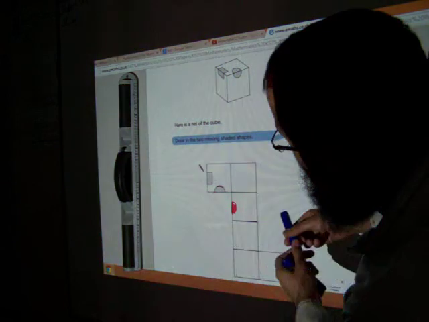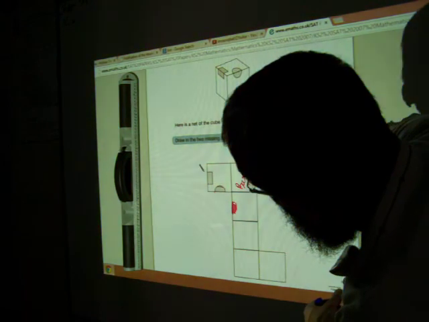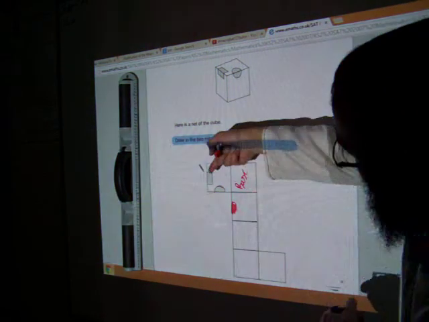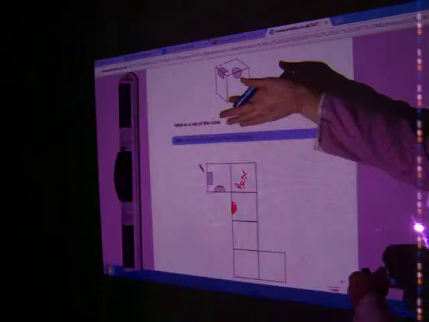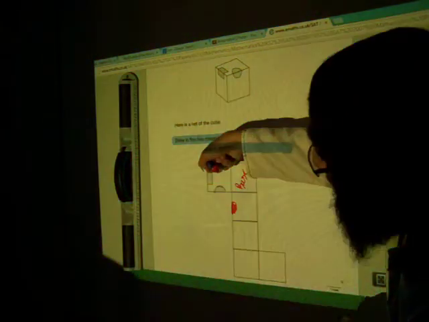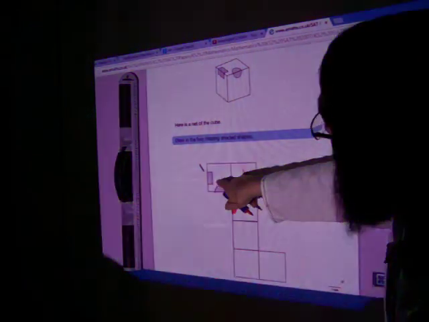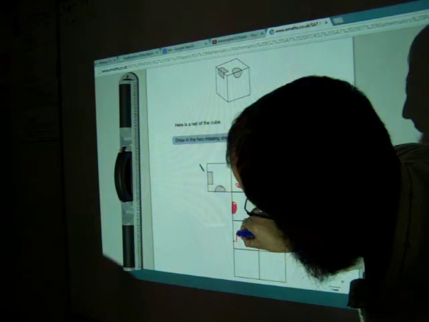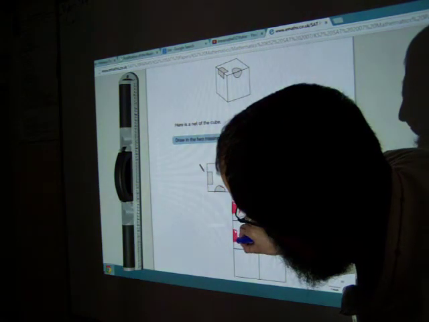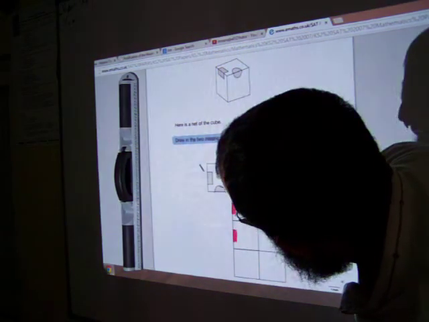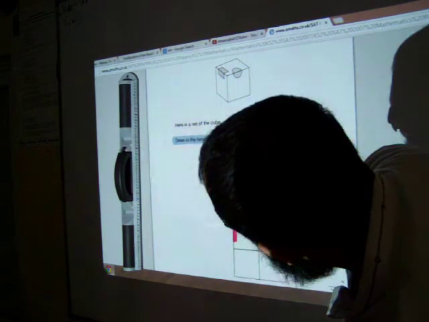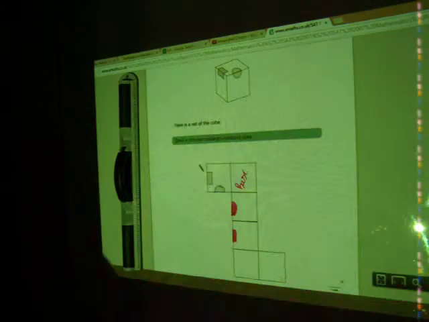Because if that's the base, and that folds up, they touch, and then that will fold on top. So this side here will touch that side. So where will this part be? That's the rectangle bit. That's the circular bit. Done. Okay, next question.